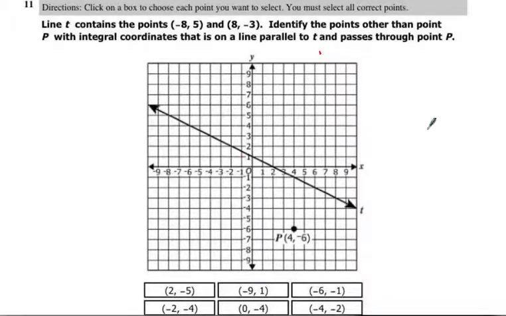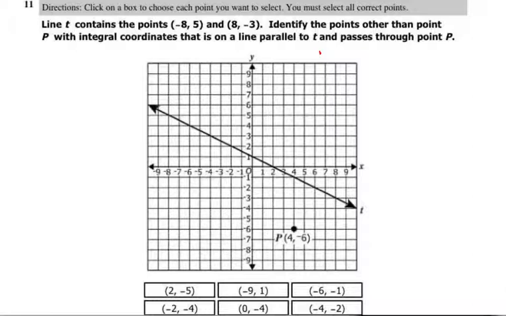All right, this is the Virginia Geometry SOL 2013 solution, starting with number 11. Line T contains these 2 points, (-8, 5) and (8, -3). Identify the points other than point P with integral coordinates that is on a line parallel to T and passes through point P. You don't need to stress about all those words that you're not familiar with.